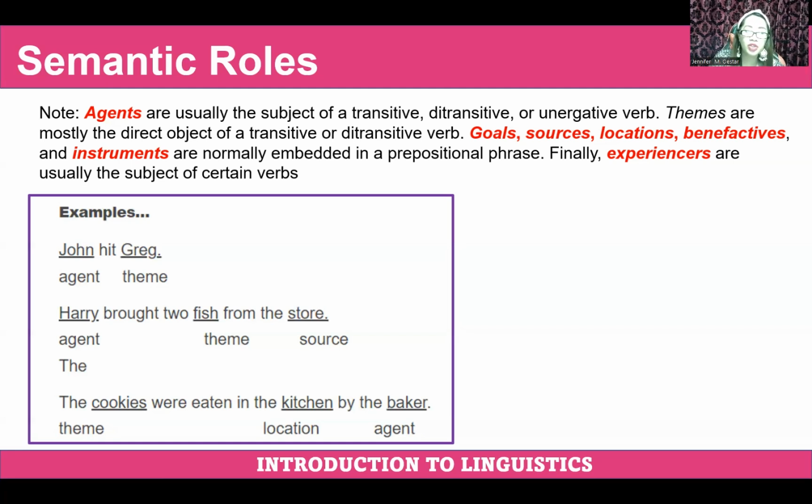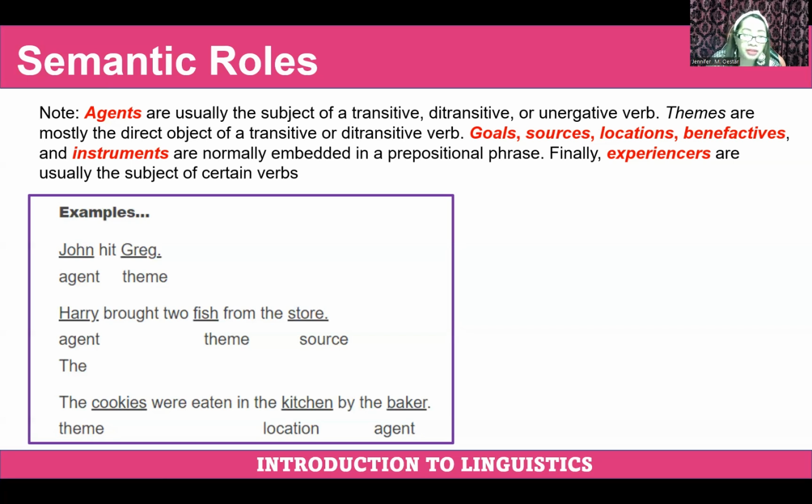Then here, John hit Greg. May underline si John. John is the agent. Siya yung subject ng pangungusap. Greg is the theme, usually when you say theme, it's the patient. So, anong definition natin kanina? John hit whom? So, si Greg pala ang kanyang pinalo.